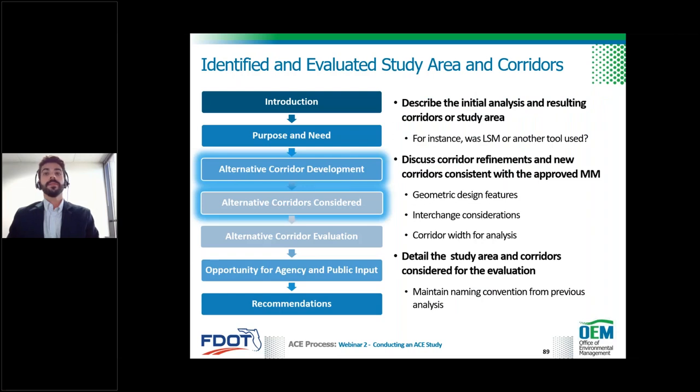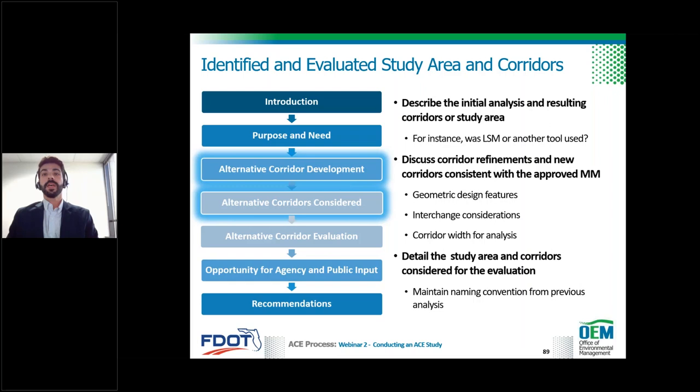Okay, so we're going to skip over a few of these sections, the introduction and the purpose and need sections, and highlight some of the more significant topics in the ACER. We'll start with the alternative corridor development and the alternatives considered. The starting point for these topics is from the initial analysis where you already defined the study area or identified the corridors for the ACE study.